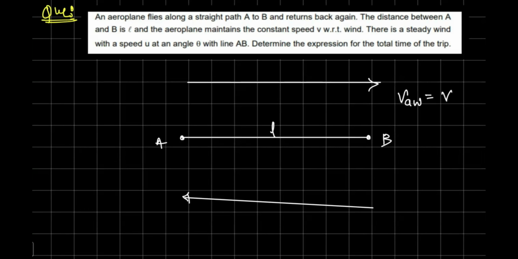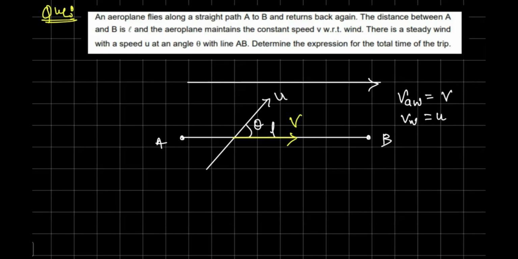There is a steady wind with a speed. Velocity of wind itna hai u, and it is at an angle of theta. So I can say this one is u which is making an angle of theta. Suppose you want to go in this direction, that is where you want to go. This is your velocity of aircraft. So what do you think? What should be the direction of aircraft with respect to wind? It must be in this direction, can I say? And let's say this angle is alpha.